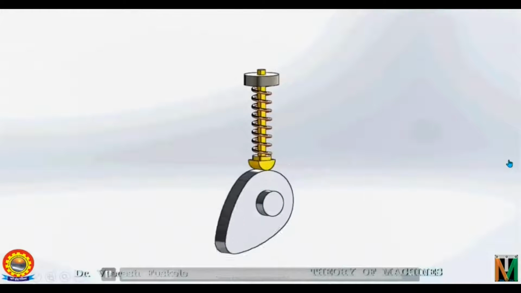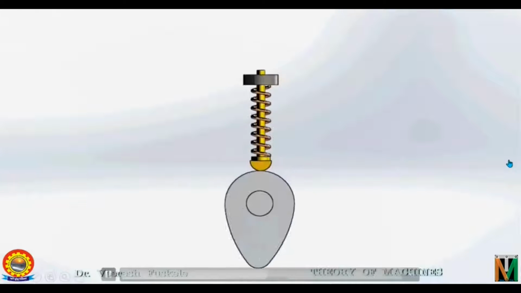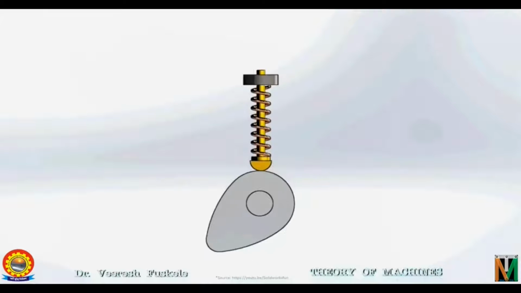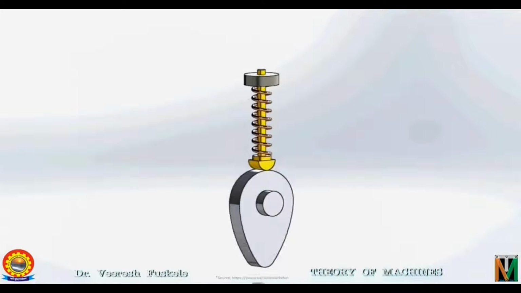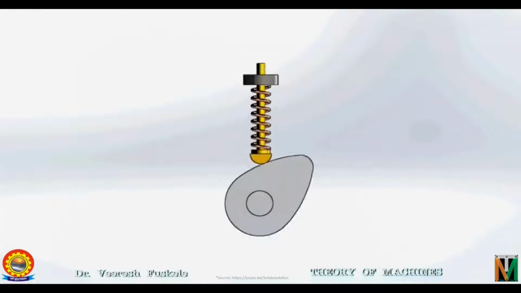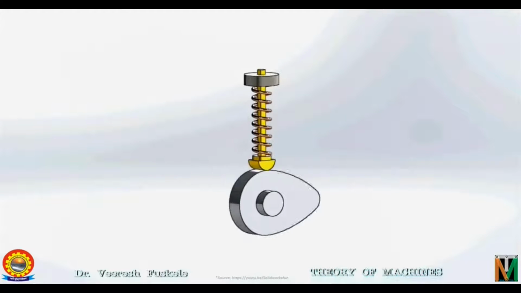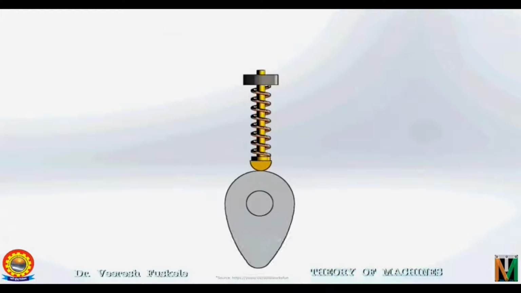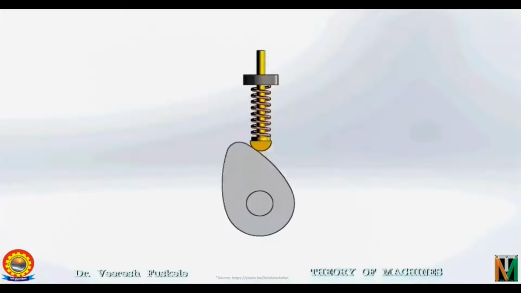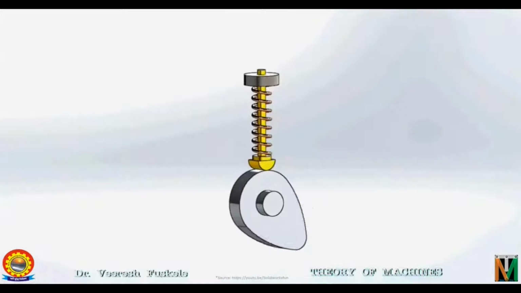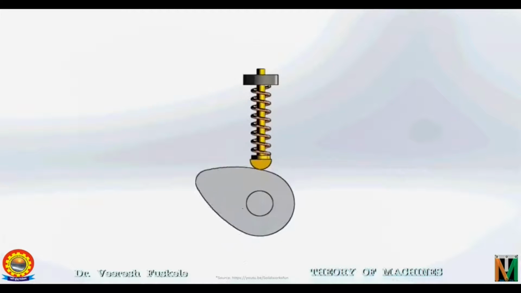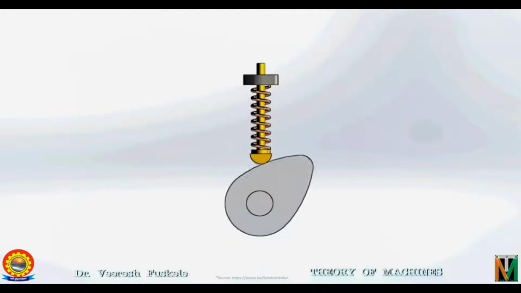This is a typical reciprocating follower in which the follower motion is reciprocating or translating in the vertical direction. According to the shape of the cam, the follower is moving up and down with the help of a spring so that the contact between the cam and the follower is always maintained. The reciprocating motion of the follower is always between the guides.